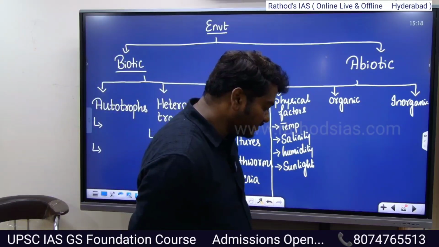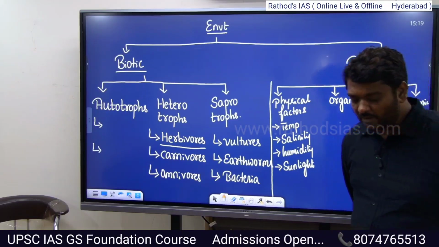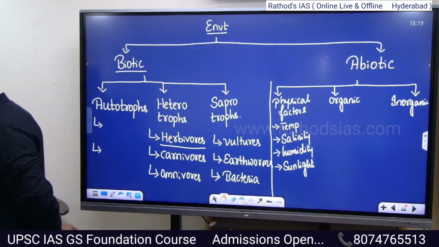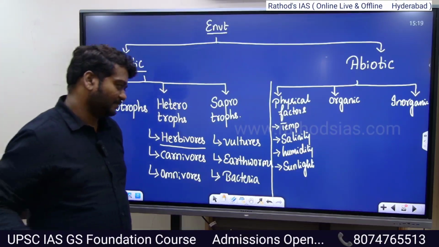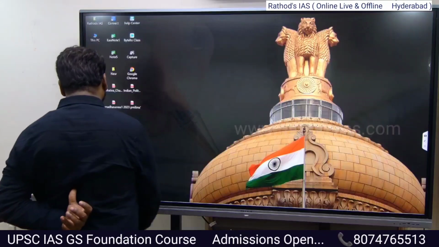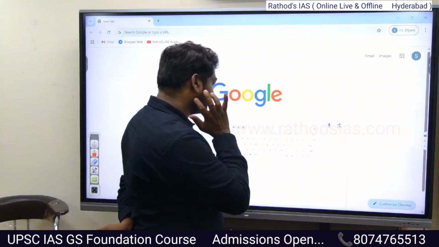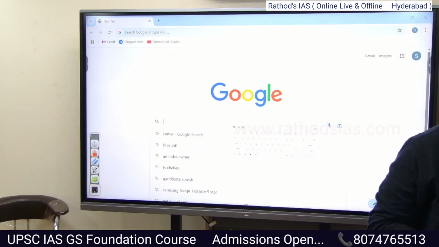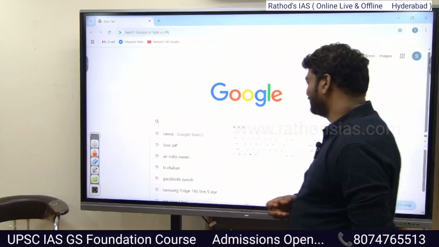all the organisms which can produce its own food. Okay, guys, I want to ask you, I'll give a statement, you think and tell whether it's right or wrong, okay? All plants are autotrophs. Yes? No. Any example?